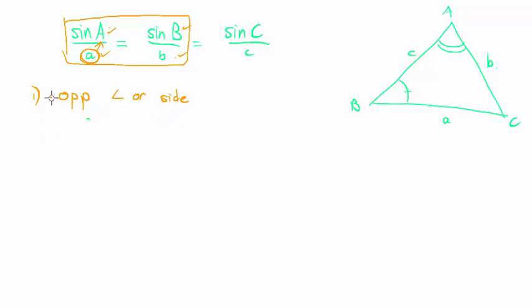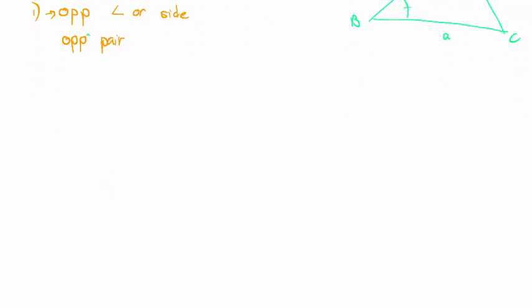And then what else do I need? I need another opposite pair. So there are 3 things I need: an opposite angle and then an opposite pair which consists of an angle and a side length. If I don't have those things, I can't use the sine rule. So the sine rule is very simple in what I need.